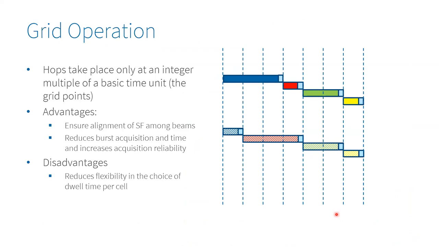Another use case is the grid operation. Sometimes the flexibility that I described before might be traded off with restrictions on hopping on a given grid. By that, alignment of the superframe is ensured and intercell interference can be dealt with. It is also very beneficial to the receiver, which knows where to search for the signal. And if the estimated hop time is known, the acquisition can be more reliable.